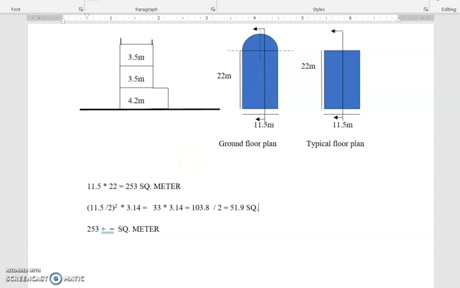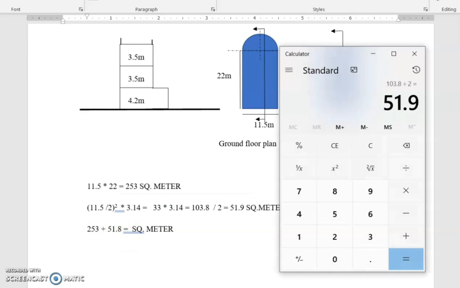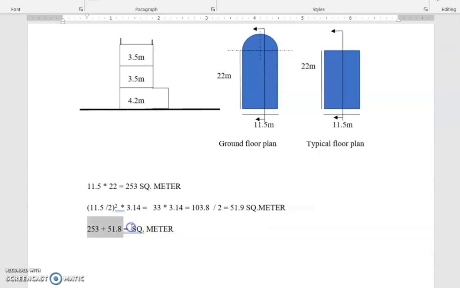This is also in square meters, and we need to add the area of the rectangle to half of the circle, which is 51.8. This is the total area for the ground floor.